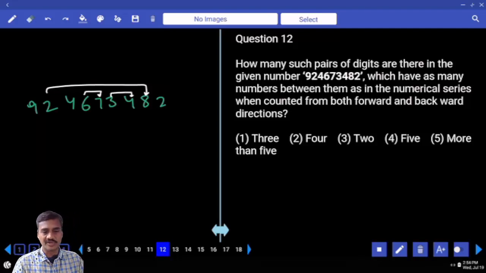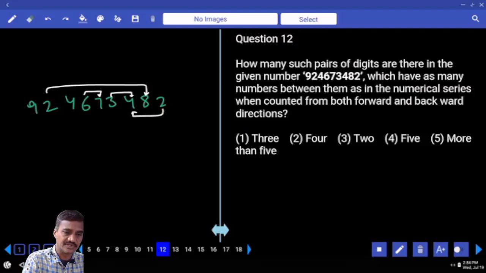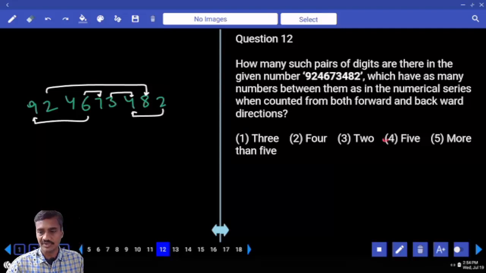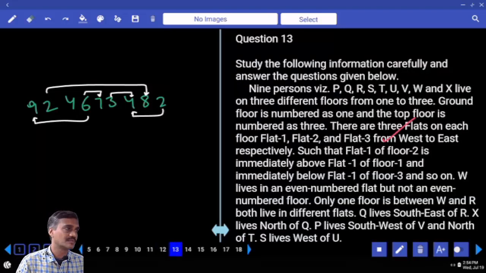And left to right, how many are there? There are 3 together. Then in the reversal, 2, 3, 4 there is 1. 2, 3, 4, 5, 6, 7, 8, 9. And 8, 9, 4, 5, 6, 7, 8, 9. 3, 4, 5, 6, 7, 8. 7, 8, 9. 6, 7, 8, 9. There is one more. And how many do we have all together? 5. 5, that is the choice for question number 12.